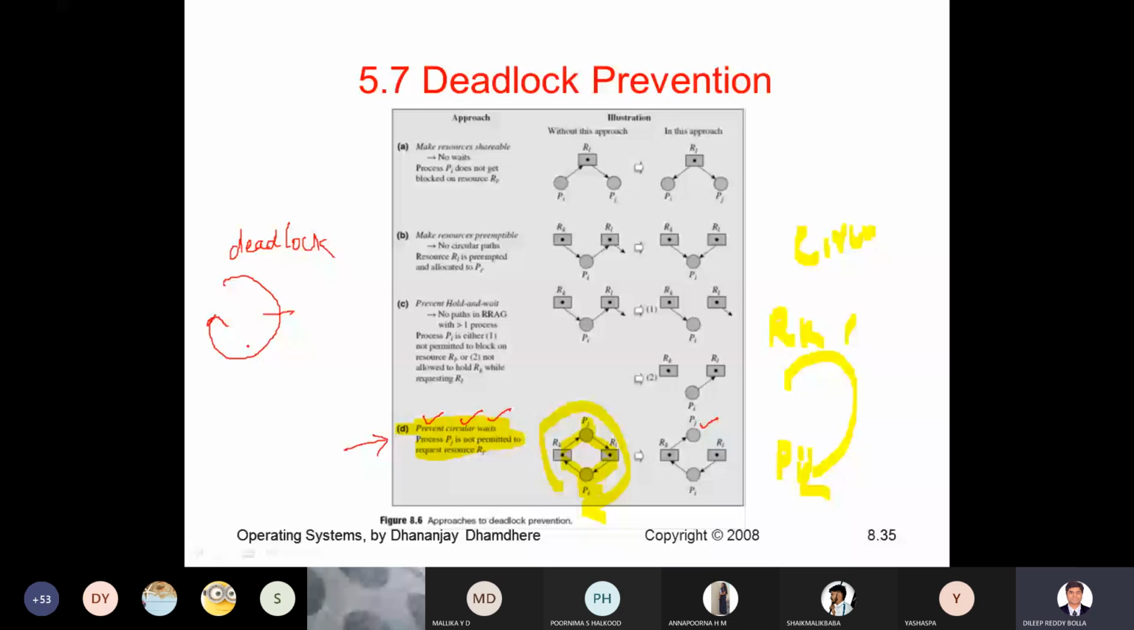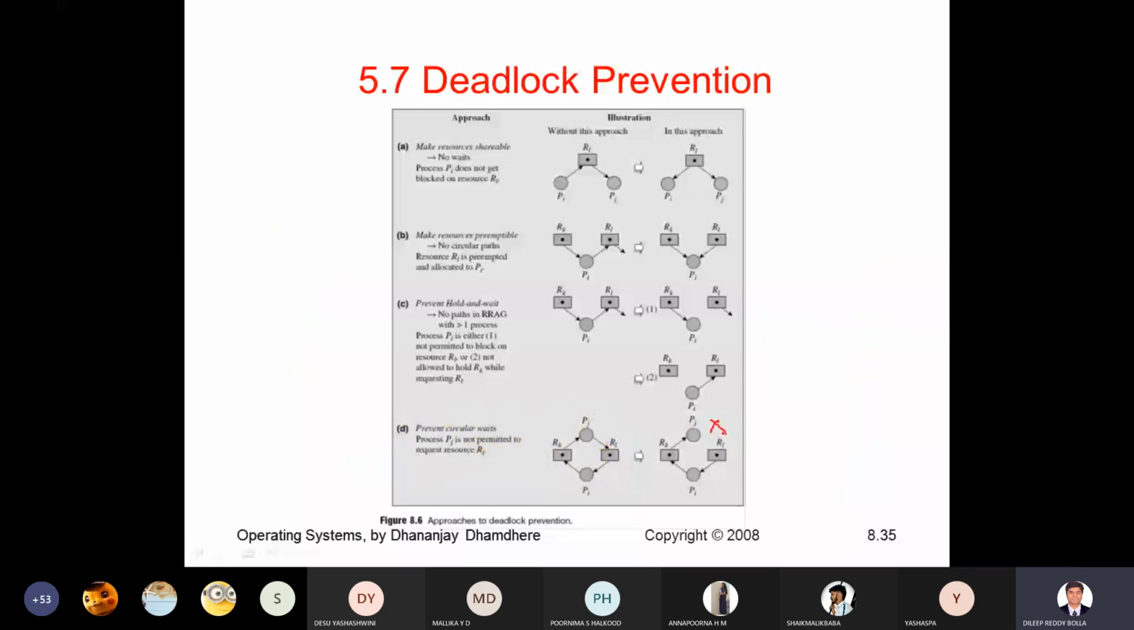In this case, for example, you see here the process PJ is not permitted to request resource RI. Here actually this process is requesting RI. This one we have broken, the chain. So we are trying to break it here now. The connection is broken here, so it cannot form the circular loop. So what we did with the circular loop, you see this, we broke it here. Because of that, we are able to prevent the deadlock.